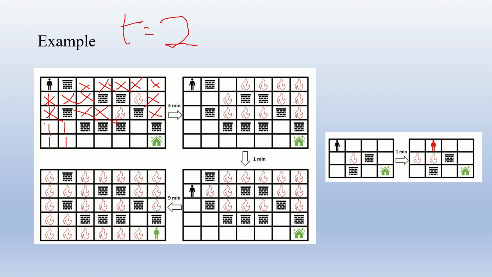At the next move, this cell will be fired. At the next move, this cell and this cell will be fired. At the next move, this cell will be fired. At the next move, this cell will be fired. At the next move, this fire cell spreads the fire to the adjacent cell. At the next move, the person moves here or to the safe house. This cell will be fired. At time is equal to 2, the person reaches the safe house without getting fired.